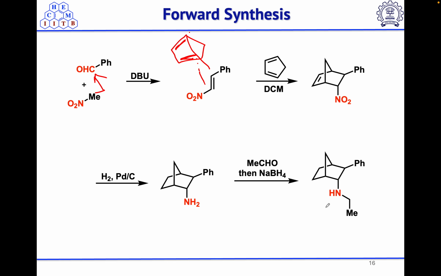So you easily get this product, the secondary amine. This is our target molecule, and we easily achieve this molecule via this Diels-Alder reaction. I guess if you have any doubt, this is a pretty easy example. By the Diels-Alder reaction, you can get your target molecule.